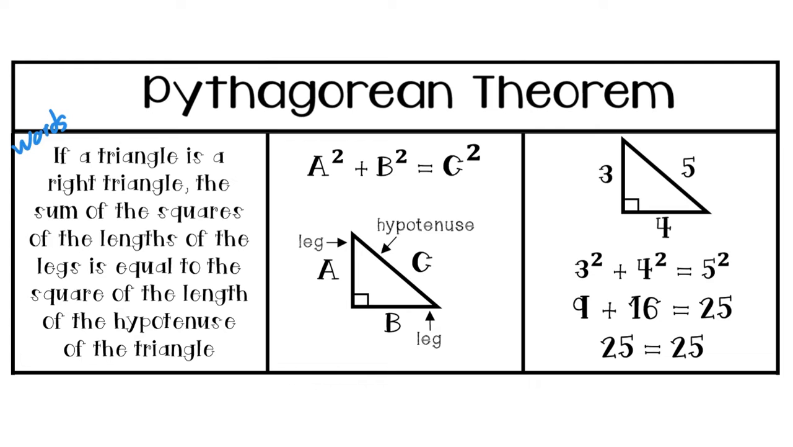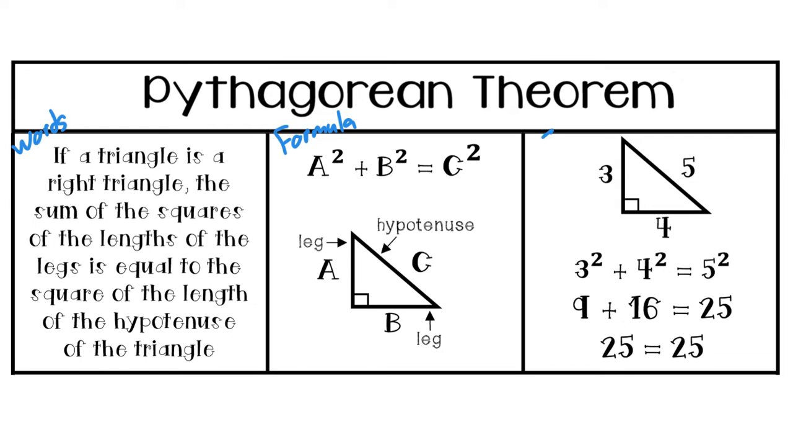So, if we want to do this in terms of a formula, we would have a squared plus b squared equals c squared. A and b, or the two shorter sides, which are on either side of the right angle, are going to be your legs. We're going to square the length of each of these legs and then add them together. The sum is then the square of the hypotenuse, so the square of the longest side. In order to get c, or the hypotenuse, you have to take the square root.